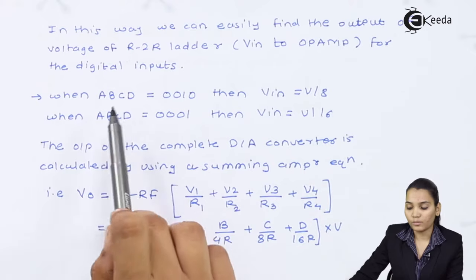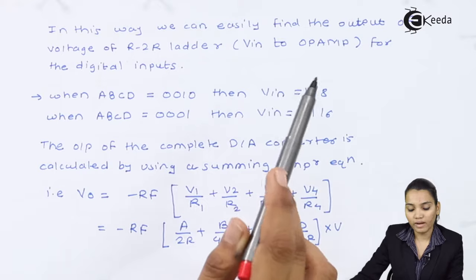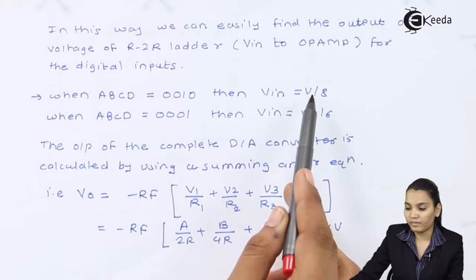Now suppose the next input ABCD is equal to 0010. Then what will be the value of V in? The value of V in will be V by 8.